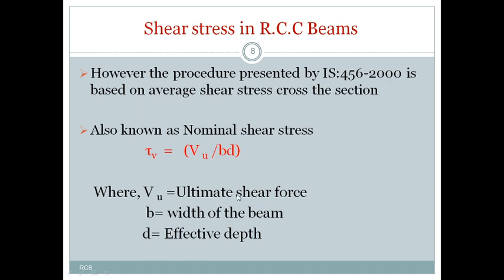So what do we mean by this ultimate shear force? That means the shear force should be multiplied with a suitable partial factor of safety, and that shear force is called the ultimate shear force. Generally, we use a factor of safety in the limit state of collapse in shear condition, that is 1.5 for shear force. Right.